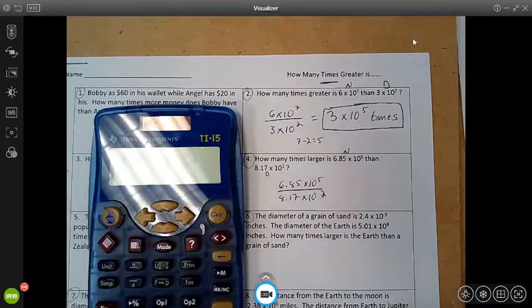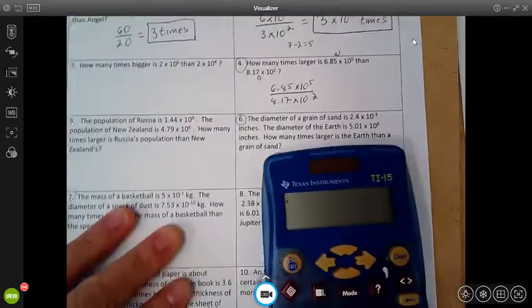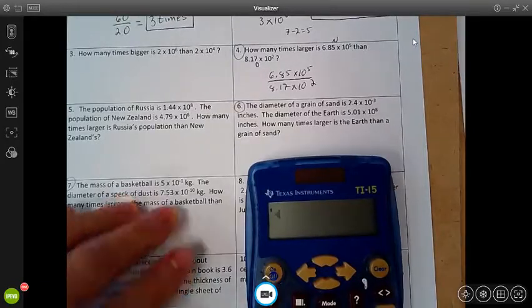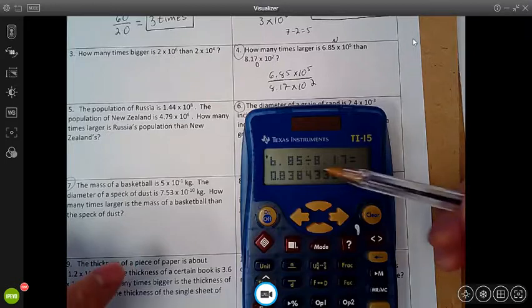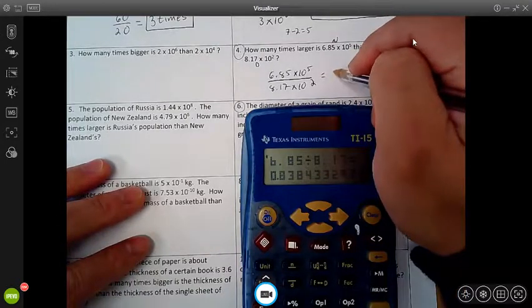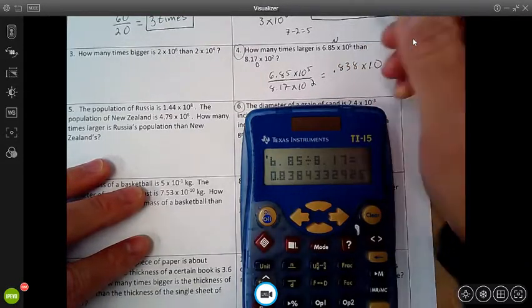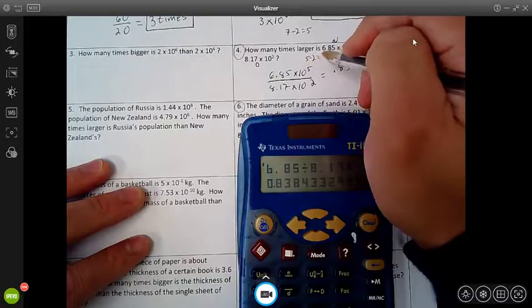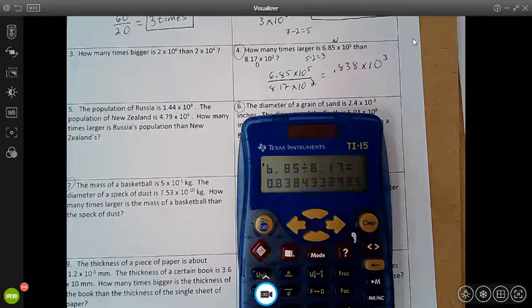I'm going to go ahead and hit clear. So I'm going to go ahead and divide 6.85 divided by 8.17, and let's round this to 3 significant figures. So this will be 0.838 times 10, and then for the exponent, 5 minus 2 is 3, so times 10 to the 3rd. Division goes with subtraction for exponents.